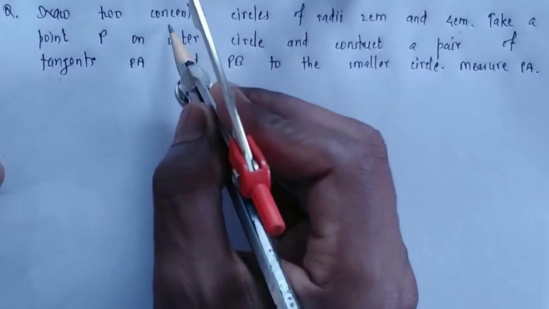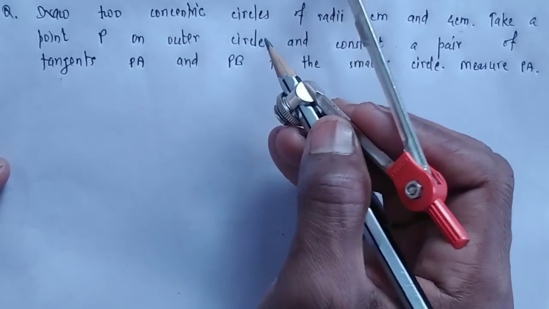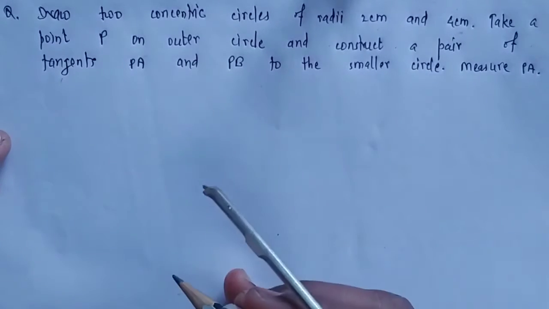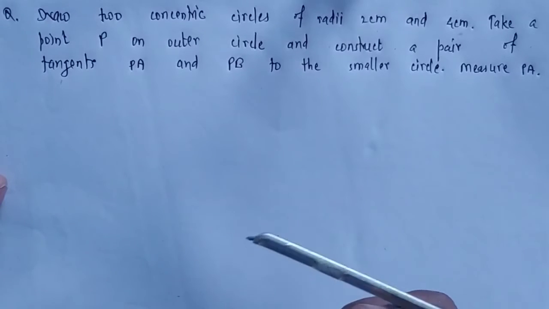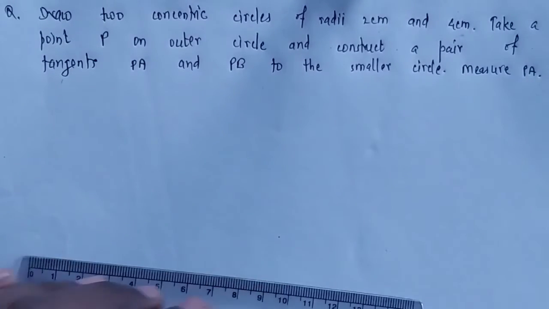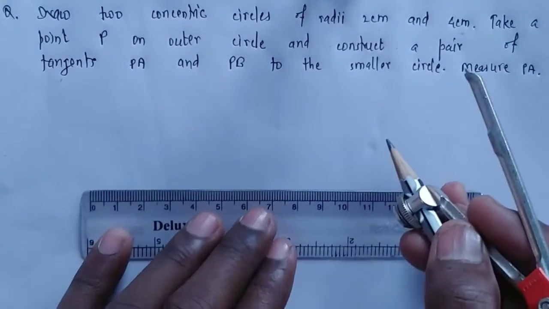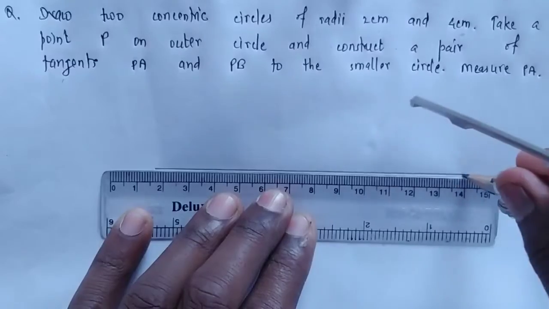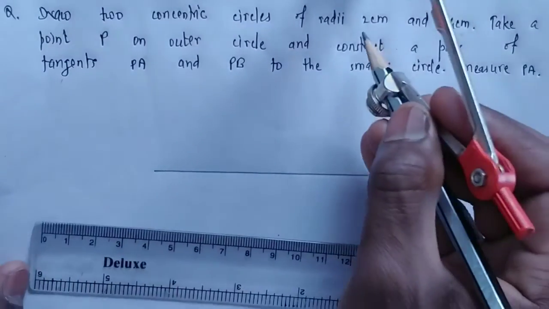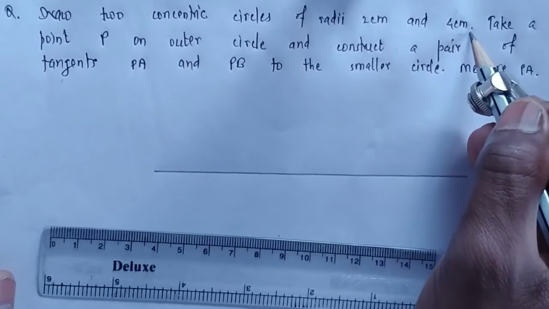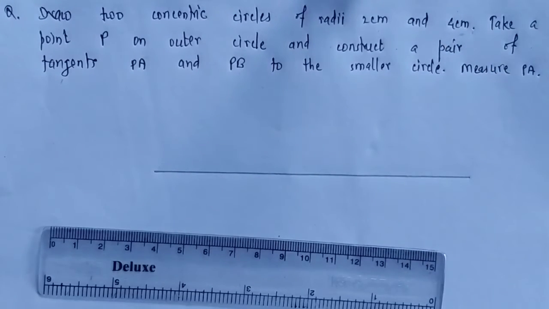We already know the concept of concentric circles. Two or more circles are said to be concentric circles if they have the same center. In order to draw the circles, first of all we have to draw a line segment that measures more than the given length. Here the maximum length is 4 centimeters, so the line segment must be more than 4 centimeters.